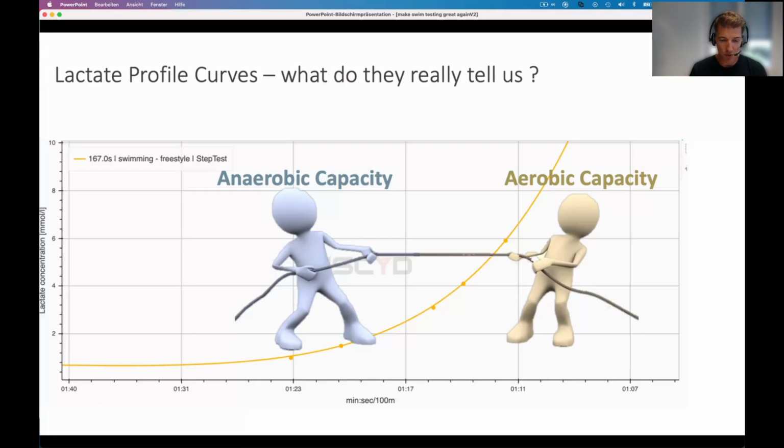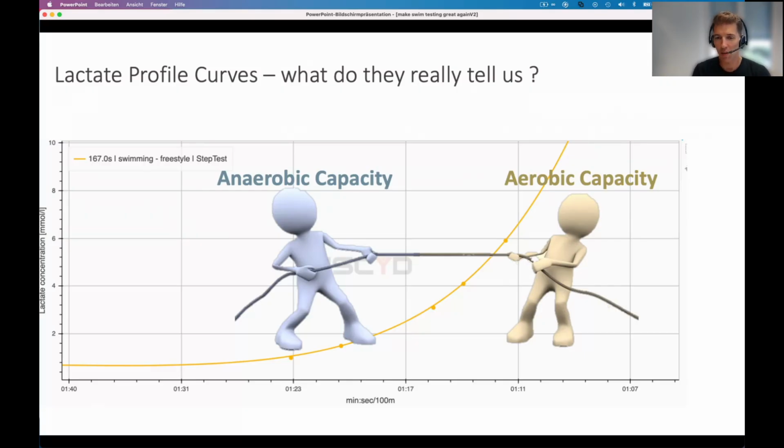So both systems, so to speak, pull the lactate curve to the left and the right. And then, of course, what I just showed you with the previous slide is that if both pull the same amount, with the same strength or the same distance left and right, then the curve is not moving anywhere. So you can produce very similar lactate curves with entirely different aerobic and anaerobic capacity.